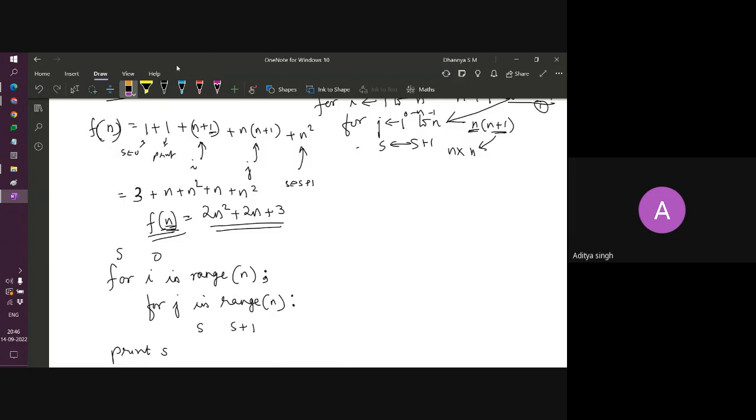Can you mute yourself, Srikant? So this is s equal to 0, s equal to s plus 1, and you're printing s.